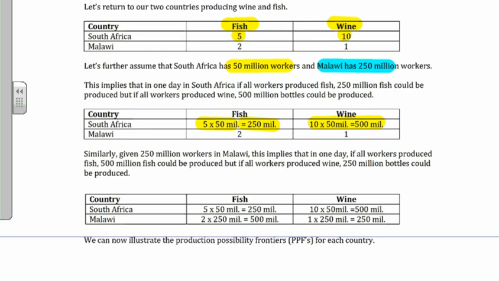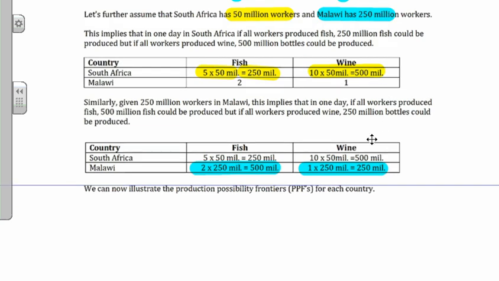On the Malawi side, Malawi can make 2 fish. Looking at Malawi, 2 fish times 250 million people, there are 500 million fish. If everyone in Malawi decides to make wine, they can each make a bottle of wine. 250 million people, 250 million bottles of wine. And again, straight away, what do you notice? You can see again the differences between South Africa and Malawi. You can see clearly one is much cheaper and easier to produce than the other.